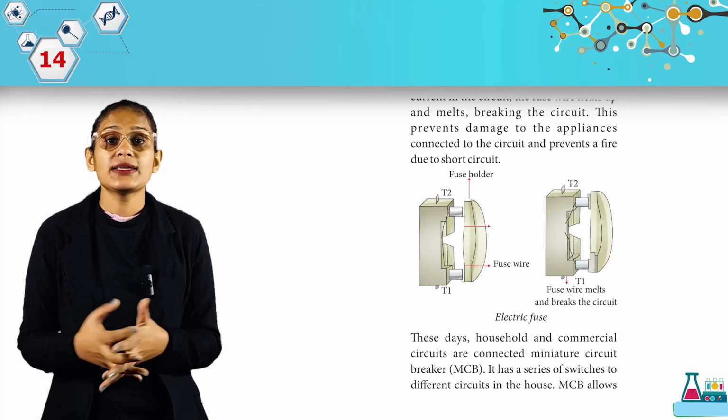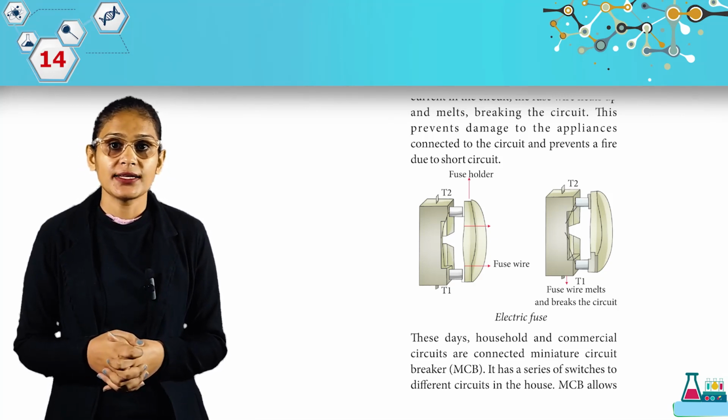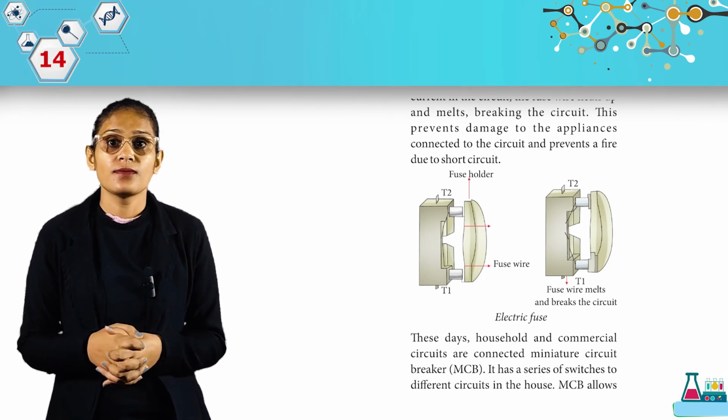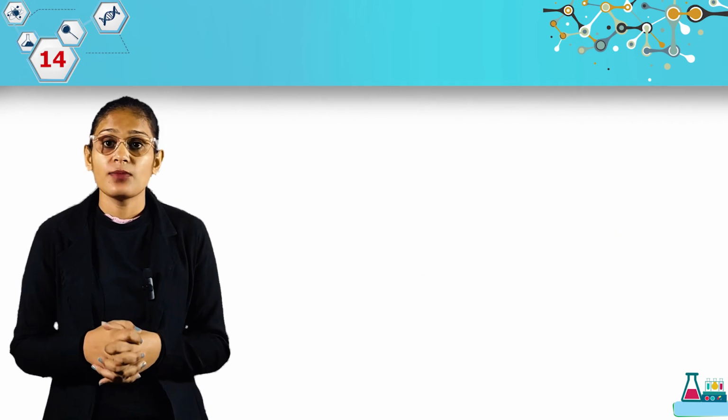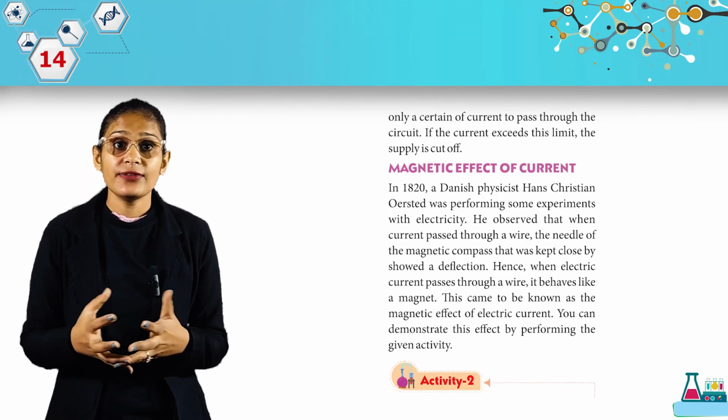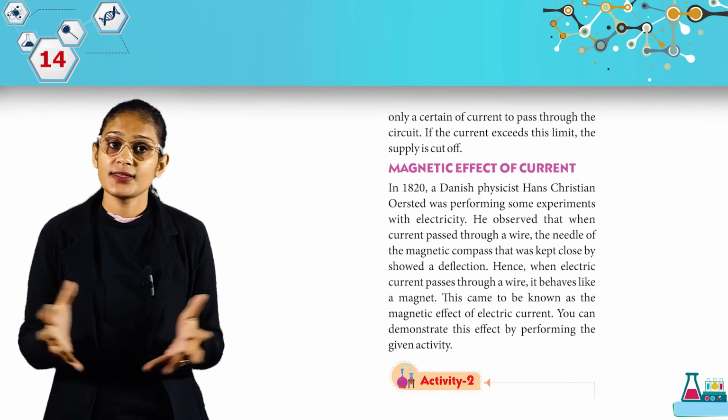Now these days households and commercial circuits are connected with a miniature circuit breaker, MCB. It has a series of switches for different circuits in the house. An MCB allows only a certain amount of current to pass through the circuit. If the current exceeds this limit, the supply is cut off.